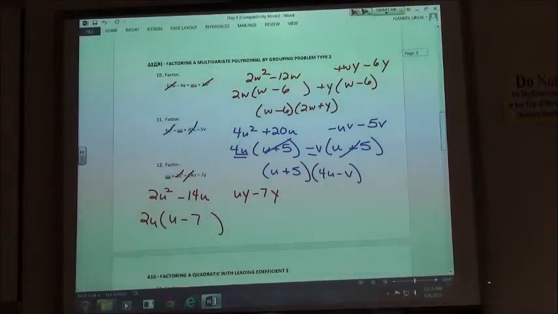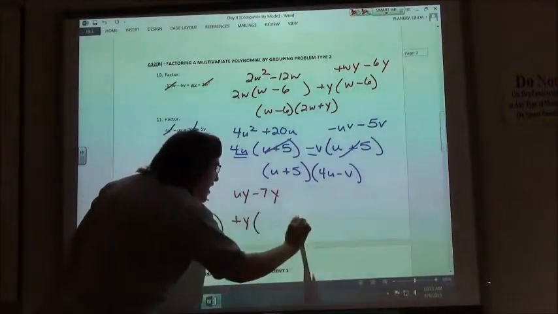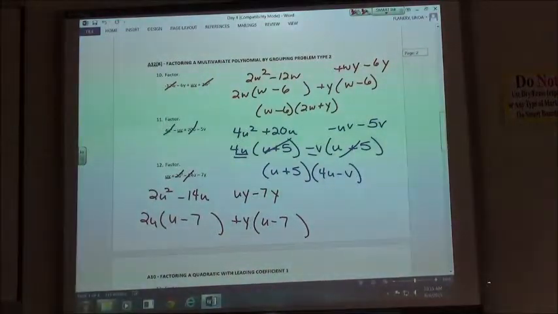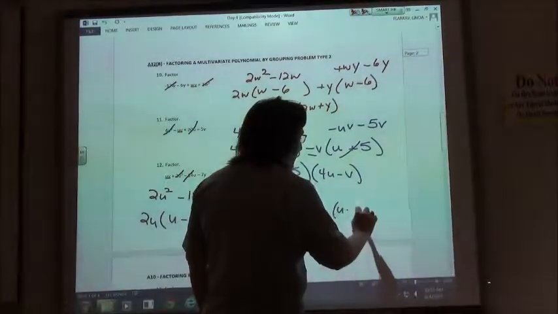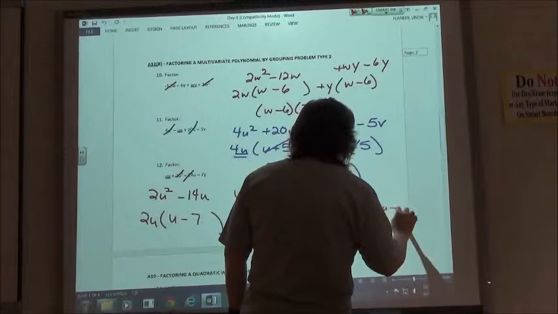Okay, I want the uy minus the 7y. How about that? So I have the other two terms that I haven't used first. Out of those two terms, I'm going to take out a y, and it's going to be a positive y because I don't want my signs to change. I take out the y, now I end up with u minus 7. So my answer is going to be u minus 7 times 2u plus y.